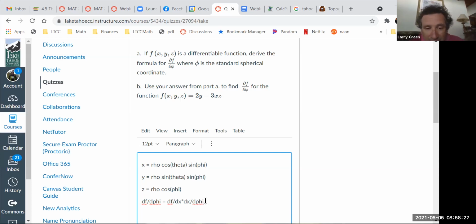And then we do plus, and then we do the same thing except for y instead of x, and then z instead of x. So I'm going to paste a few times, and then take those x's, make them y's, and take the x's, make some z's. Any questions on that?